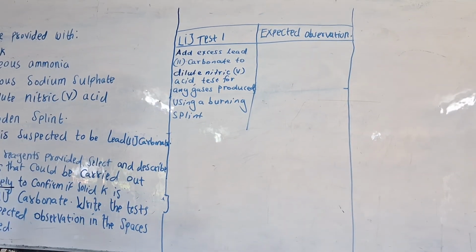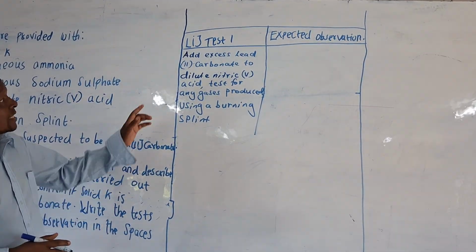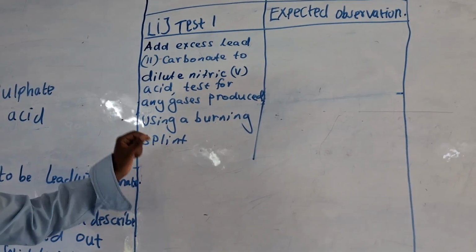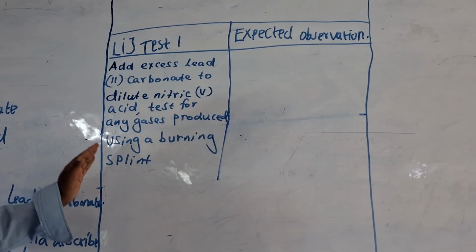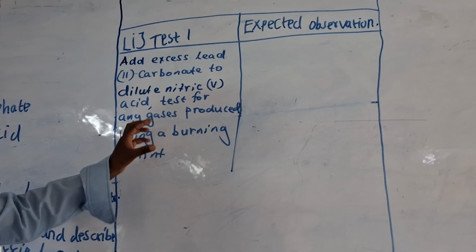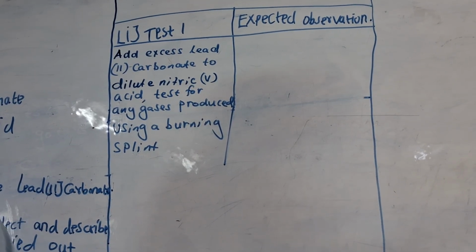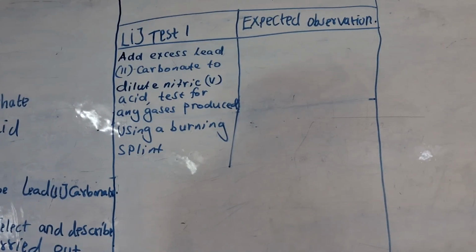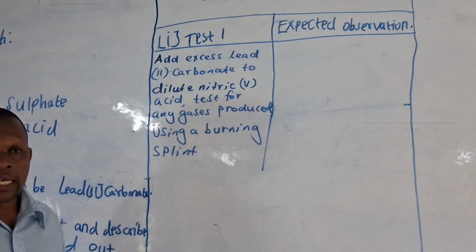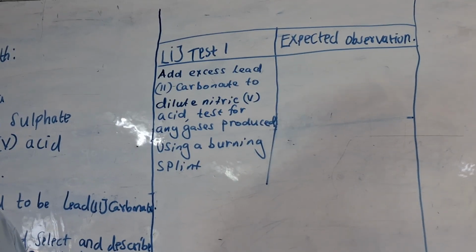Now, what are the expected observations? The first thing is that the lead(II) carbonate dissolves. The second thing is that bubbles of gas are produced. What is the behavior of this gas? The gas extinguishes a burning splint. Why? Because the carbonate will produce carbon(IV) oxide, and carbon(IV) oxide does not burn nor support burning. That's from the theoretical aspect.